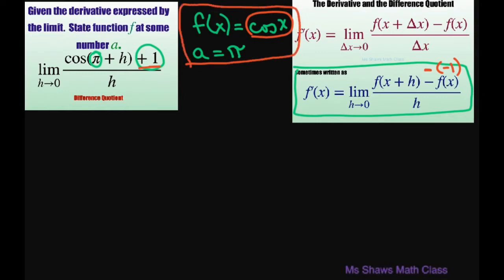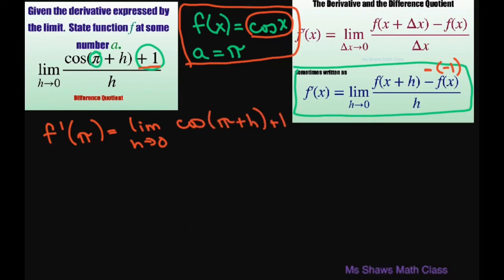So basically, the setup is you're going to do f prime of pi equals the limit as h approaches 0 of cosine of pi plus h plus 1 divided by h. All right, now let's test it to see if it works. So I'm going to go back to this. I'm going to have f prime of pi, that's my a, equals the limit as h approaches 0.